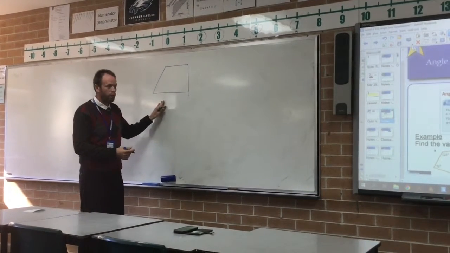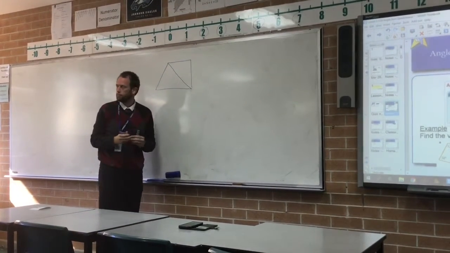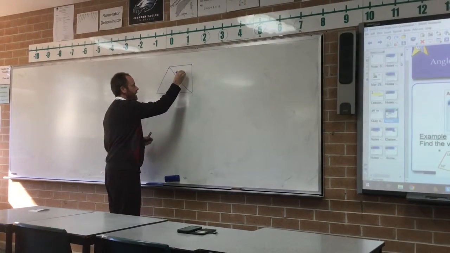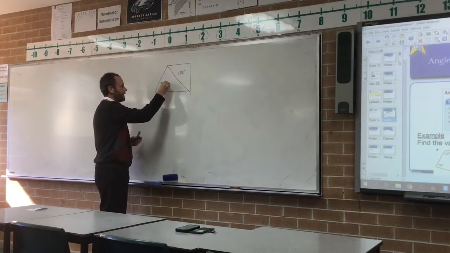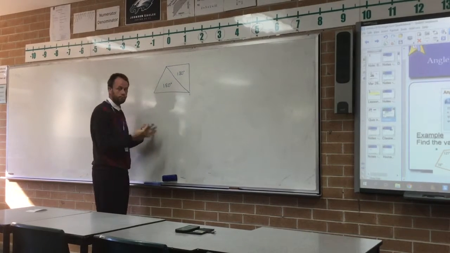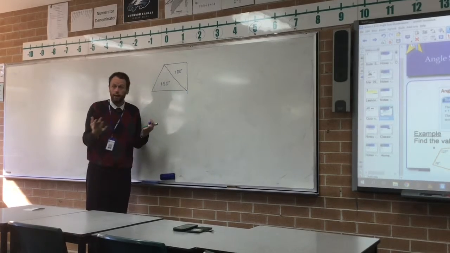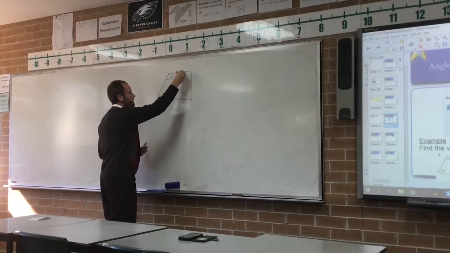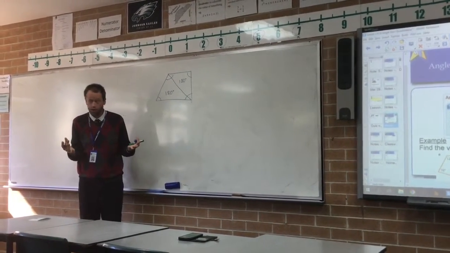But all I need to do is actually see this. If I draw a line down through the middle, the angle sum of this triangle would be 180 degrees. The angle sum of this triangle would also be 180 degrees. So that angle and that angle add to 180. That angle and that angle add to 180. So if we were to put them all together, like so, you've got 360 degrees.